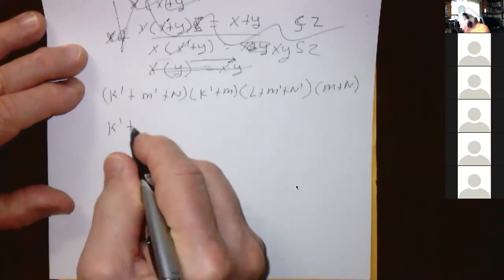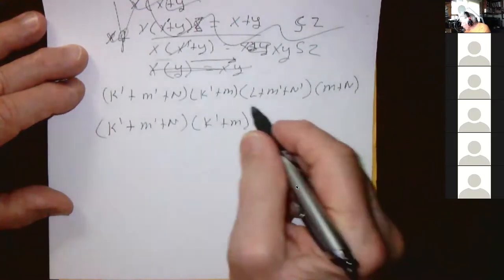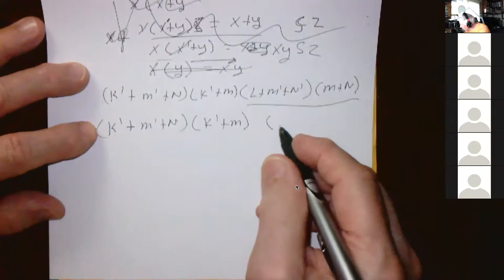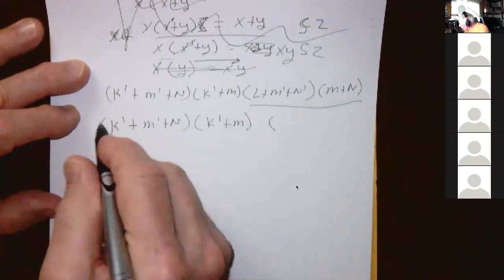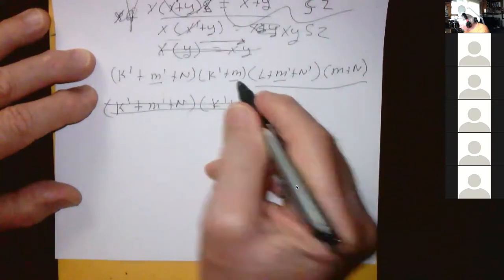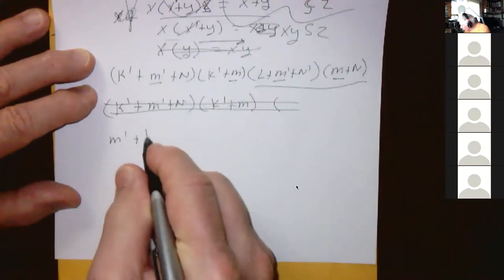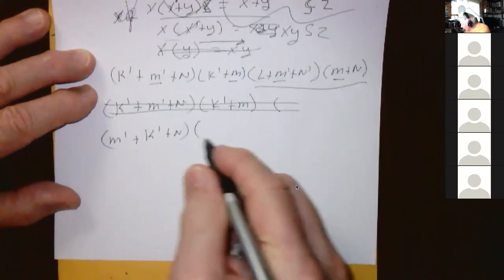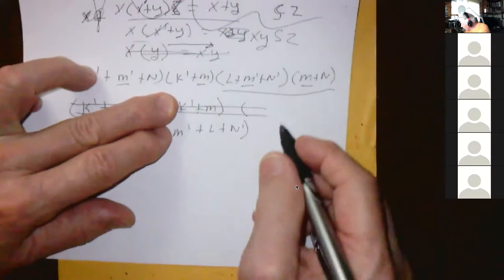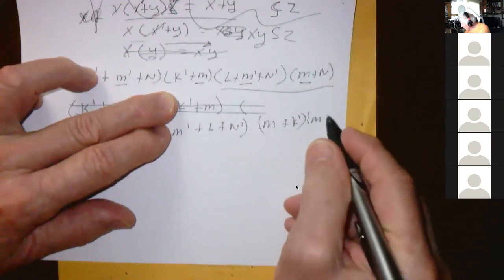So here we have K prime plus M prime plus N times K prime plus M. Now we'll deal with that in a minute, but here we're using M primes. I want to rewrite these so it makes sense, and I thought it was K, but it's M. So we have an M prime here, we have an M prime there. We have an M here and an M there. So we're going to rewrite it so we have our M primes together, and I'm going to put them first. So we have M prime plus K prime plus N. And here, using this term, M prime plus L plus N prime. And then if we do the other one, we have two M's: M plus K prime times M plus N.